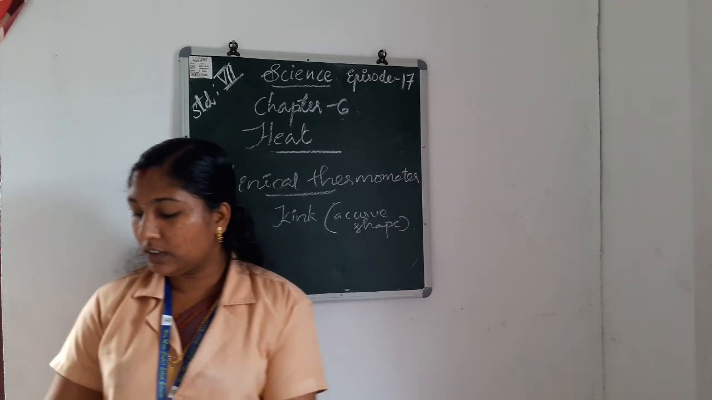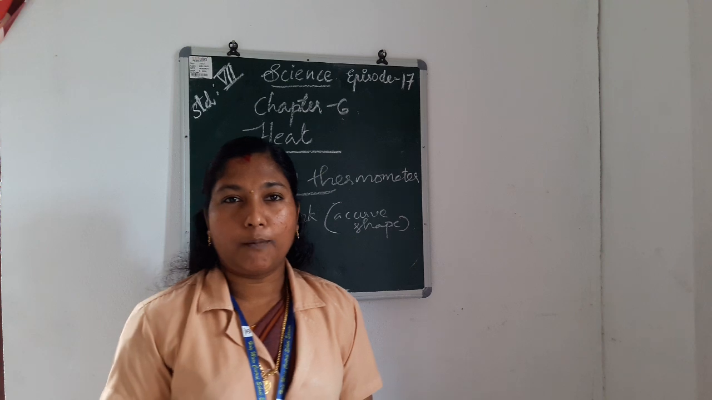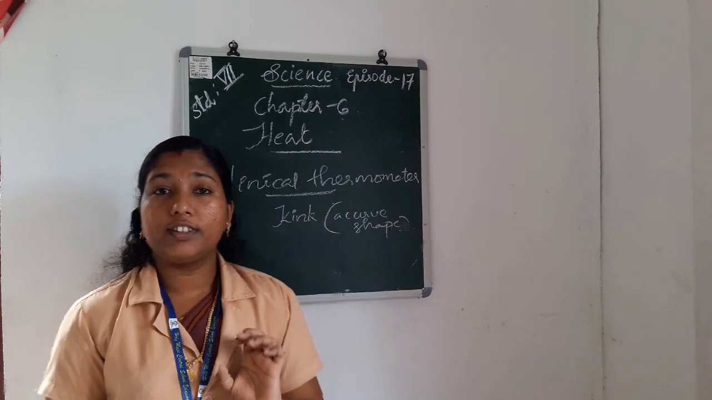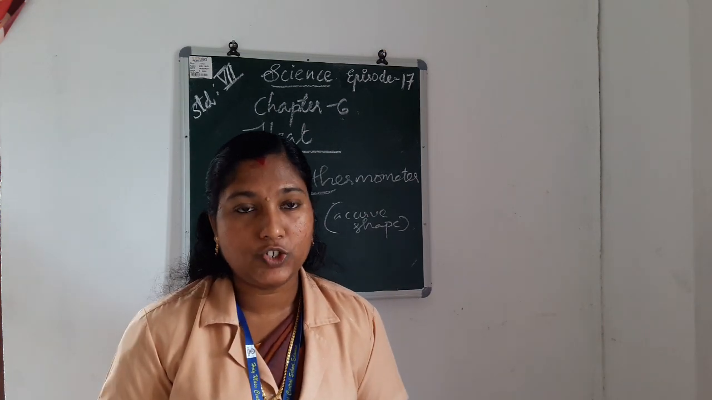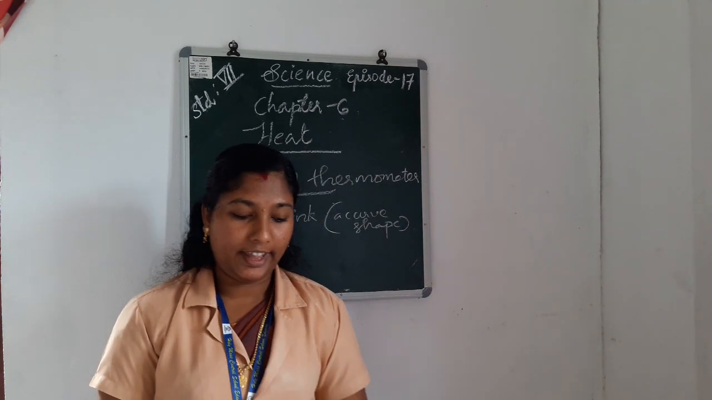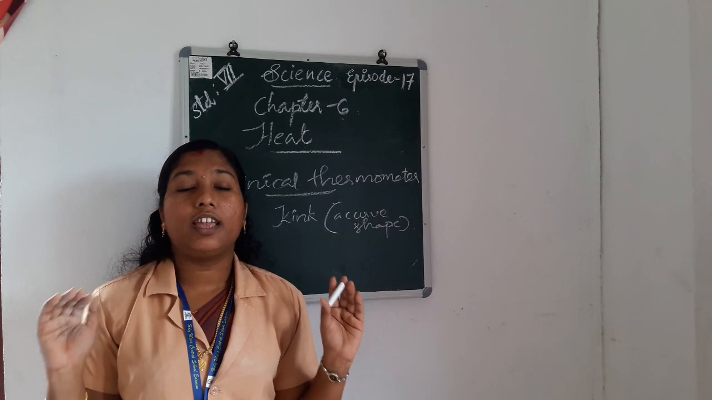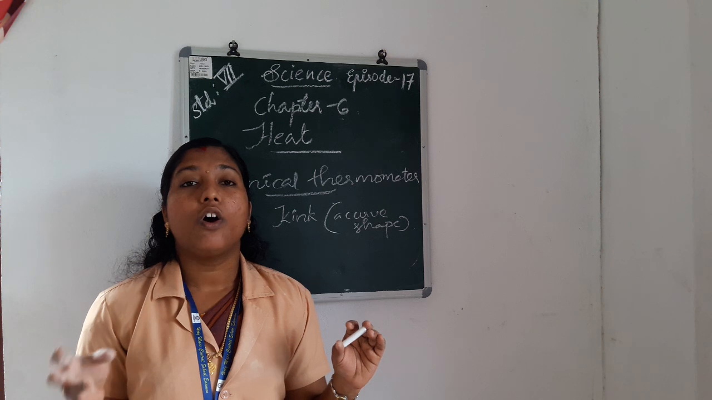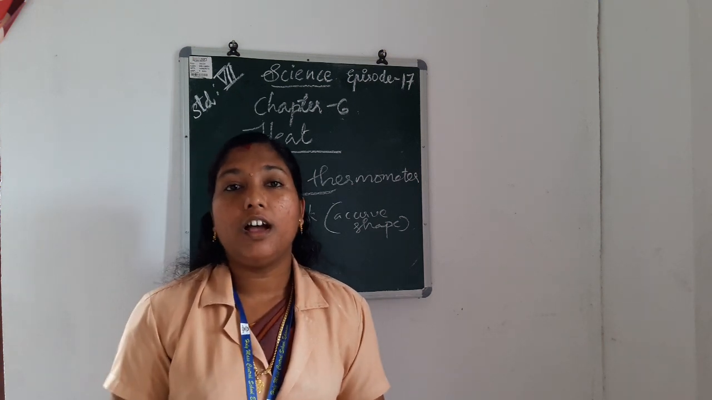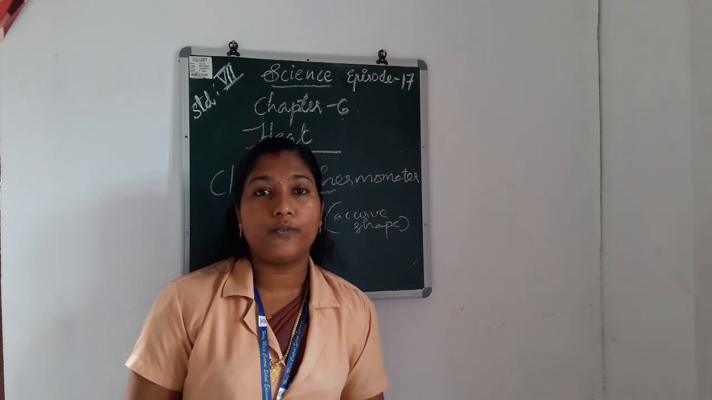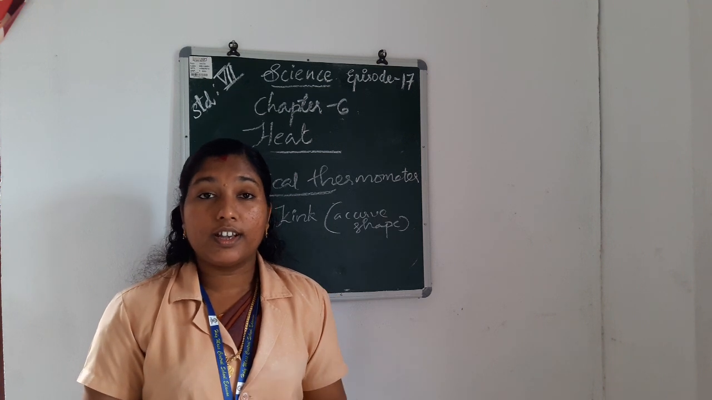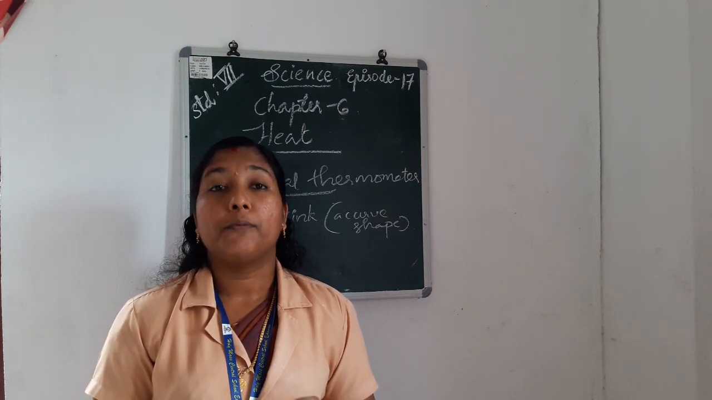All of you understood about the three types of thermometers. Today, what all things did we learn? We learned about heat. We know that heat is a form of energy which makes a substance hot. The measure we use to find the hotness and coldness of a substance is temperature.